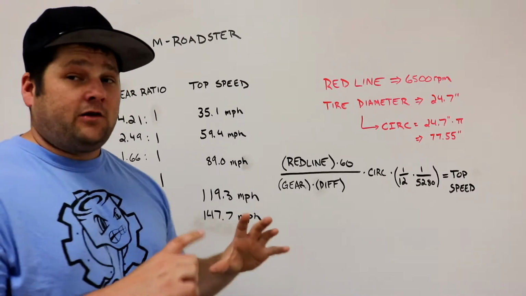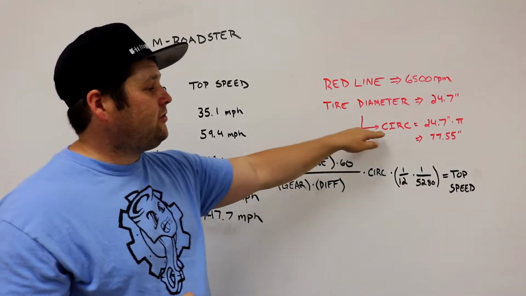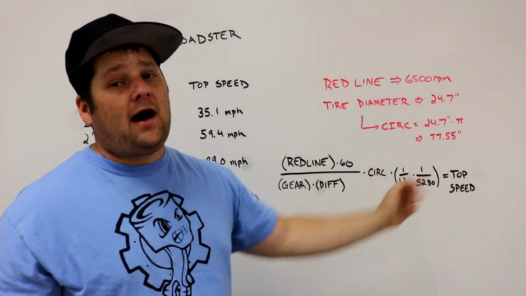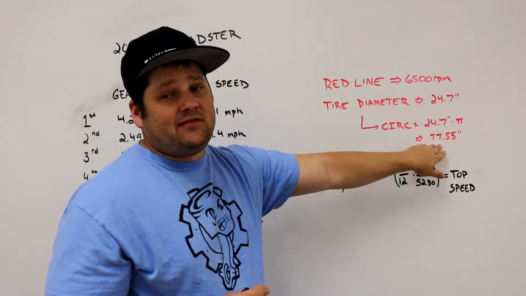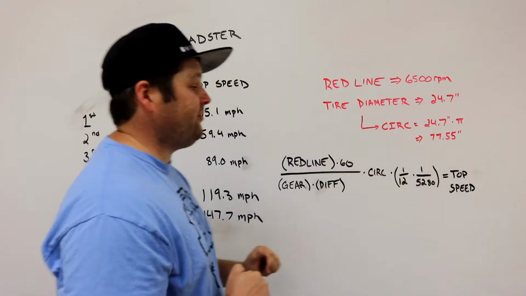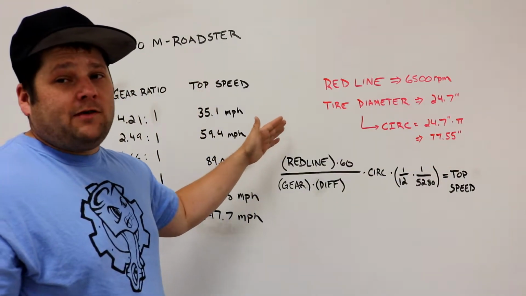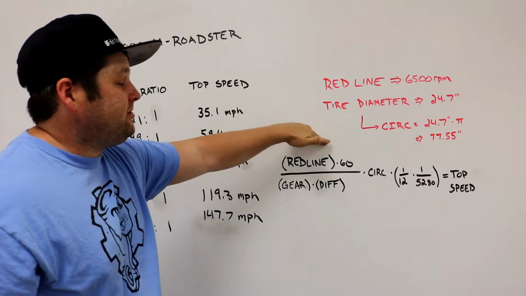You need to calculate the circumference. And so to do that, you just take your diameter times pi, which is 3.14, and that will give me, for this case, 77.55 inches as the circumference. With all that information we have, we can go into the equation.